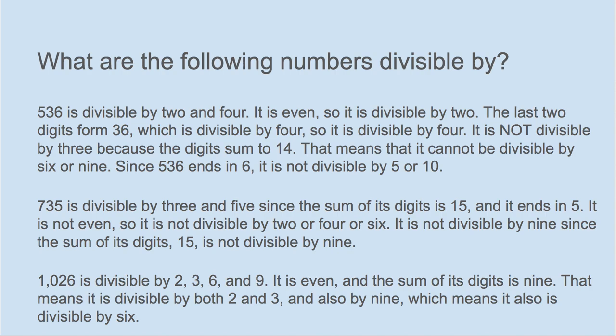1026 is divisible by 2, 3, 6, and 9. It is an even number, and the sum of its digits is 9. That means it's divisible by both 2 and 3, and also by 9, which means it also is divisible by 6.